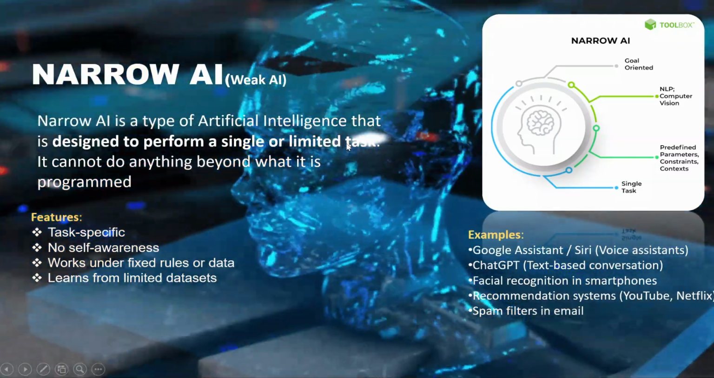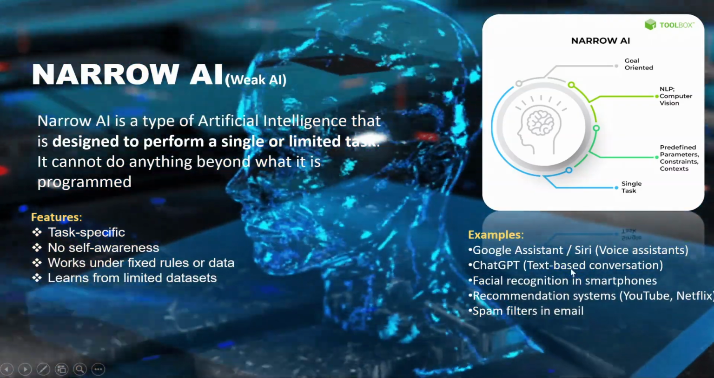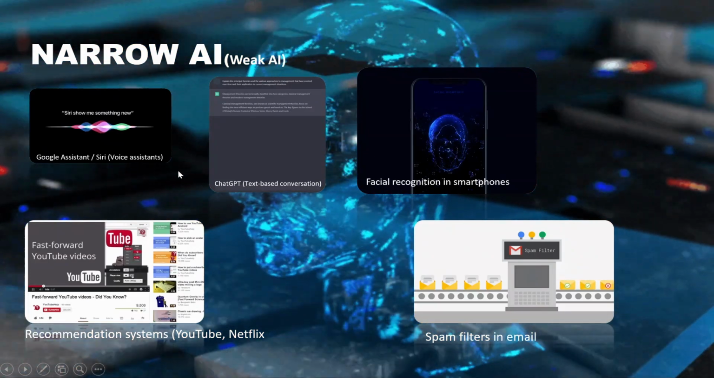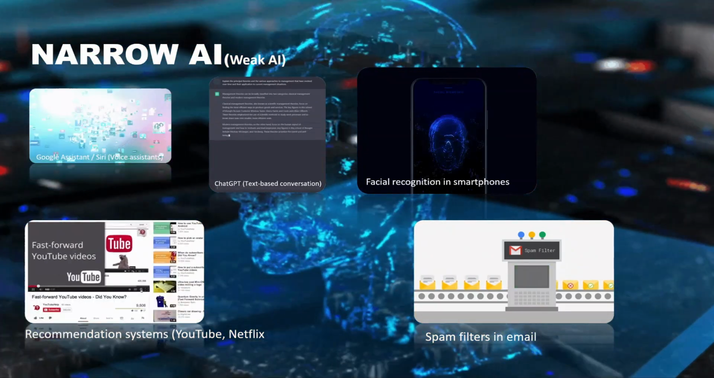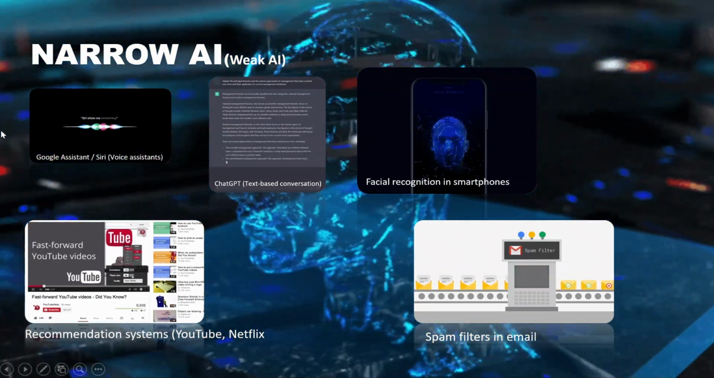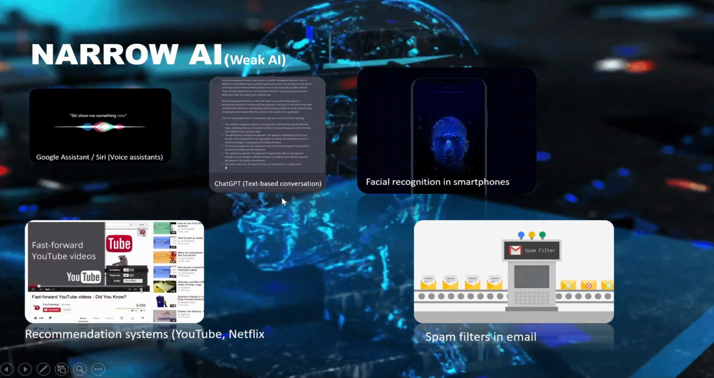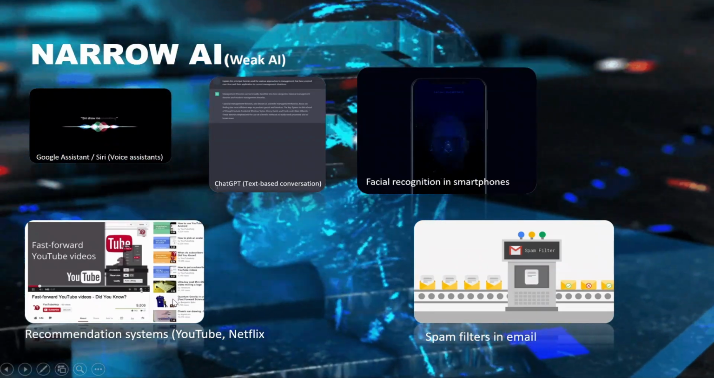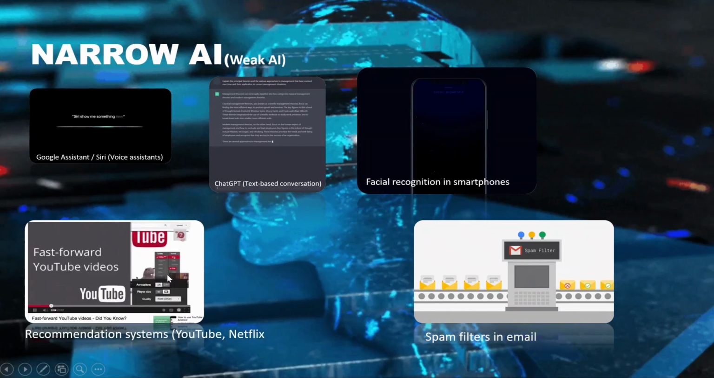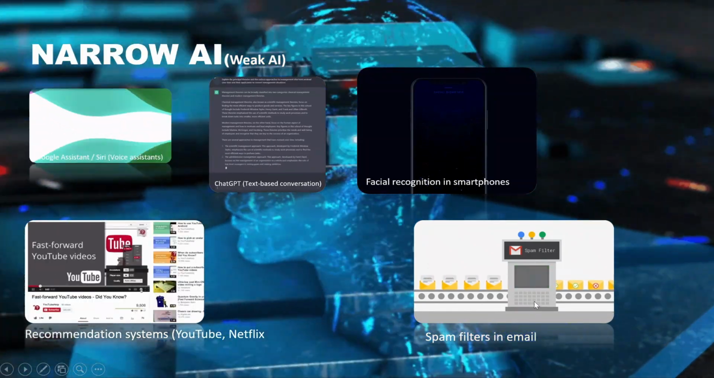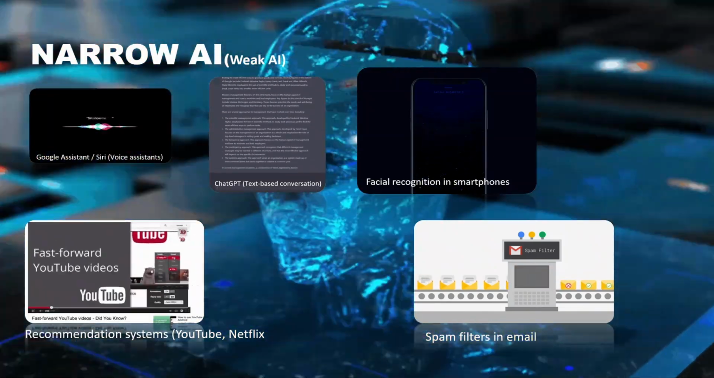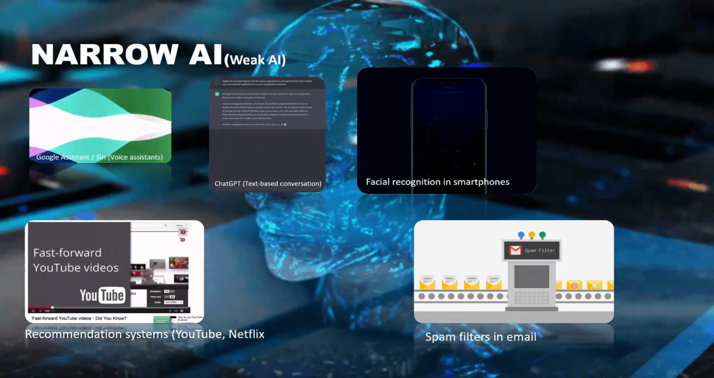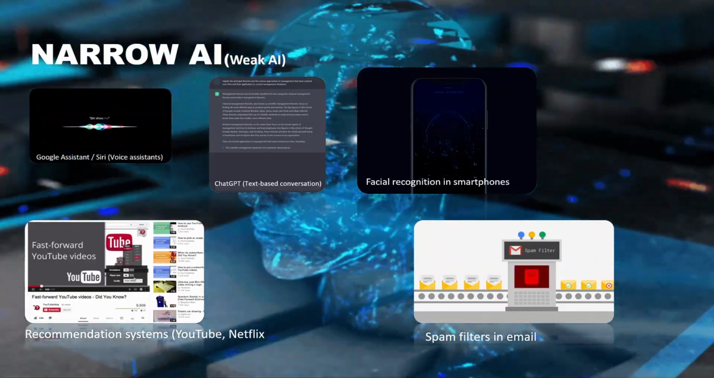When we talk about examples, we can give them practically. Google Assistant and Siri voice assistants: we give them a command like asking Google or Siri, and they only perform that single task. ChatGPT also: when you give one question, it gives the answer, a single task. Facial recognition is only one task. On YouTube, when you watch a video, that is narrow AI. Spam filtering in email is only one task. So narrow AI performs only one single task. We call it weak AI, not multiple performing.